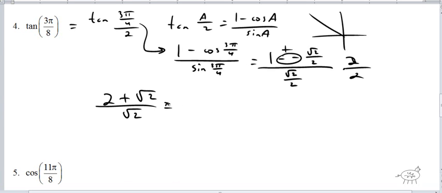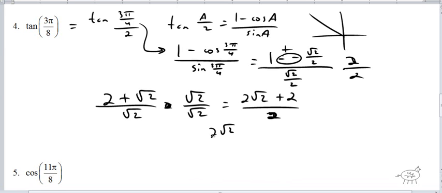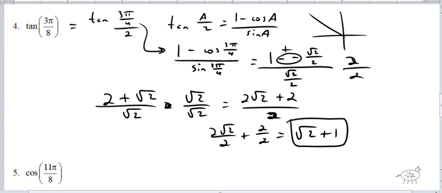Okay, and so I'm going to multiply this by root 2 over 2. That gives me 2 root 2 plus 2 over 4, over 2. And then I'm going to split it up: 2 root 2 over 2 plus 2 over 2. A lot of 2's again, and that's equal to root 2 plus 1. Okay, let's keep going here.